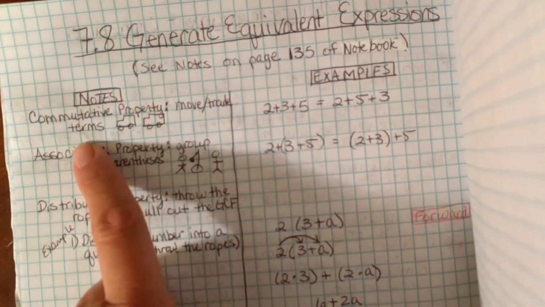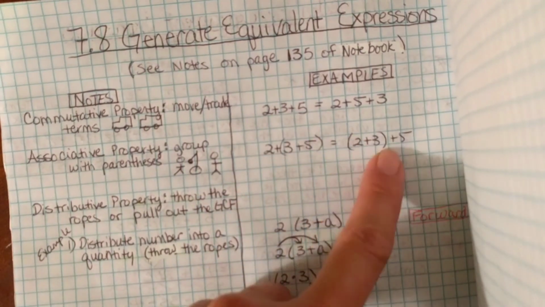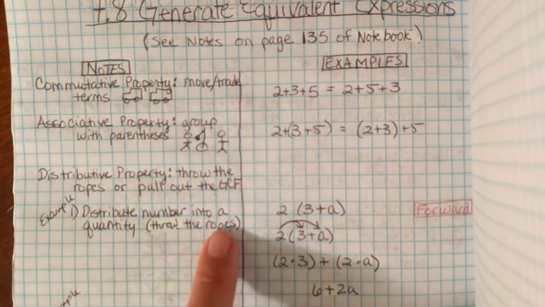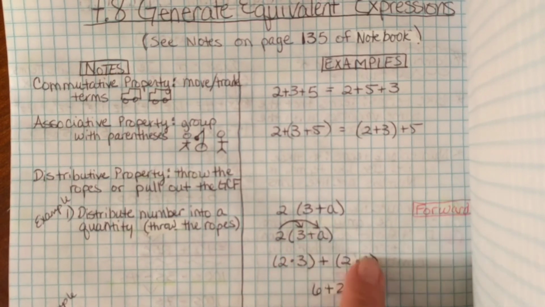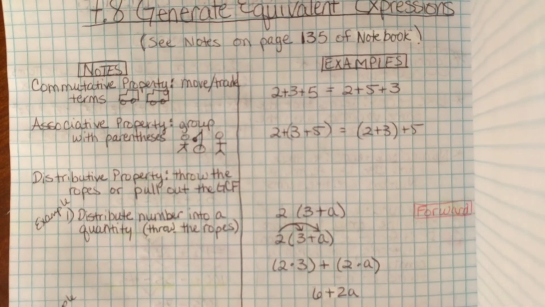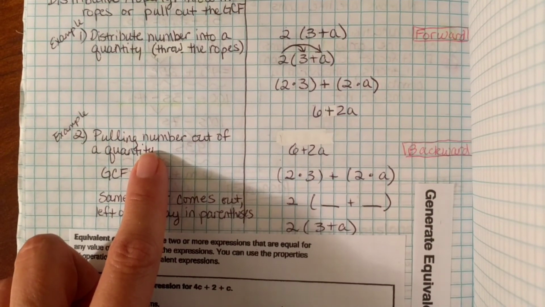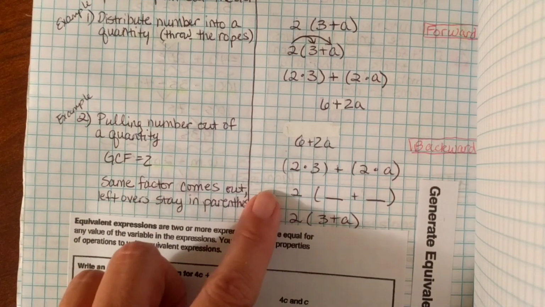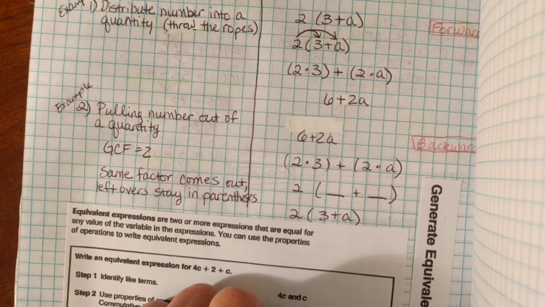So, commutative property, we can move and trade the terms. Remember, like the cars, they can just trade places. Associative property, who are we playing with at recess? We're grouping, and we can change the grouping order. Distributive property, throw the ropes or pull out the GCF. So, distributive property into the quantity, throw the ropes. So this 2 is going into the quantity. I'm throwing the ropes in. I end up with 2 times 3, 2 times a. So I end up with 6 plus 2a once I multiply the 2 and the 3 and the 2 and the a. Or this one where I am pulling the number out of the quantity. I have to find the GCF first. So I use the same numbers. I'm just doing it backwards here. The same factor comes out, the leftovers stay in the parentheses, and that took me back to 3 plus a. All right, good luck.